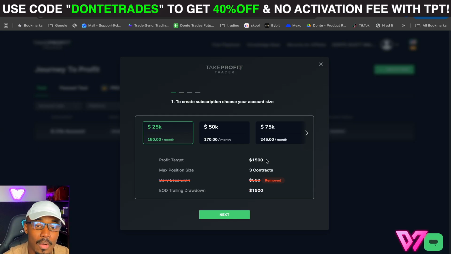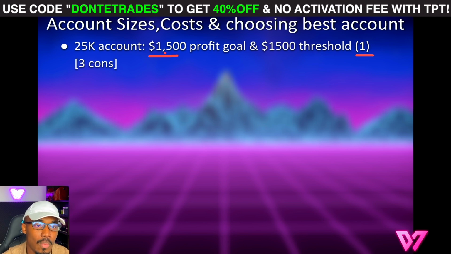What we're focusing on is the profit target we have to hit versus the trailing drawdown, and how many contracts or how much leverage we get for a particular account. To get that number 1, we take the profit goal, which is 1,500, and divide it by the threshold, or how much we can lose before we blow the account. Then you get how difficult the account is. For the 25K, it is 1, and 1 is really good. That is the lowest number you're going to see on any prop firm. The higher this number is, the more difficult it is to pass. With this 25K account, you get 3 contracts.